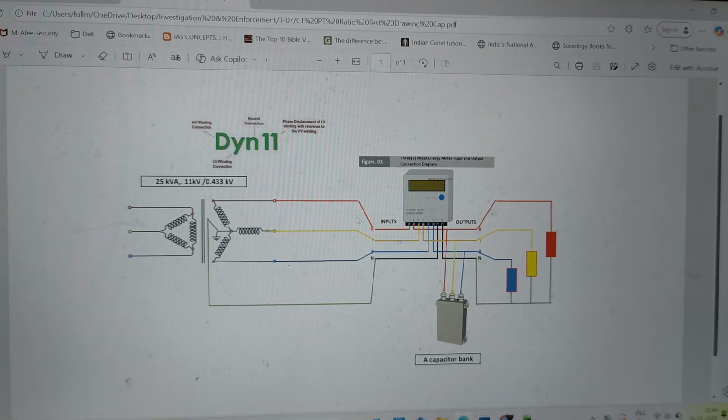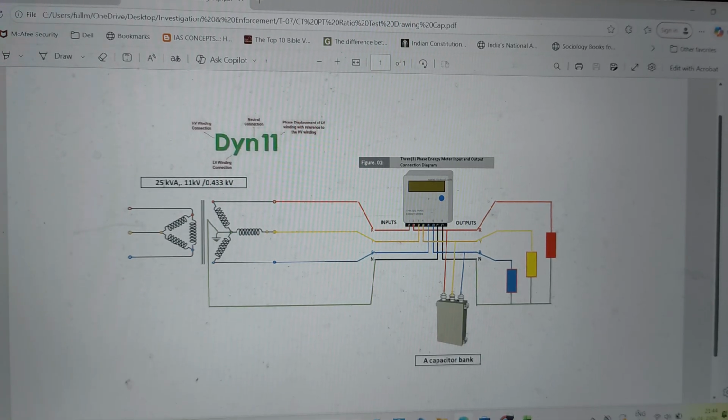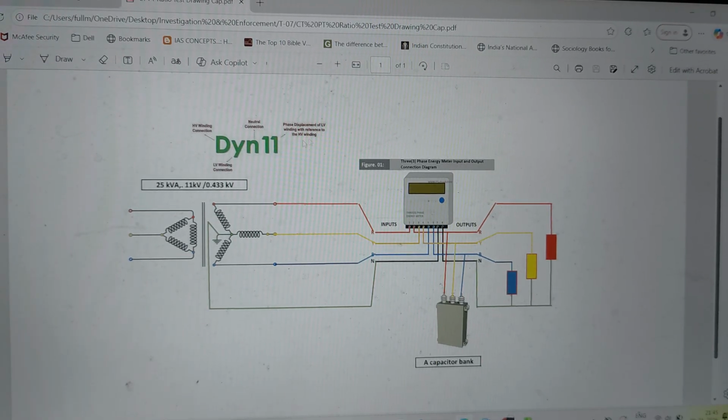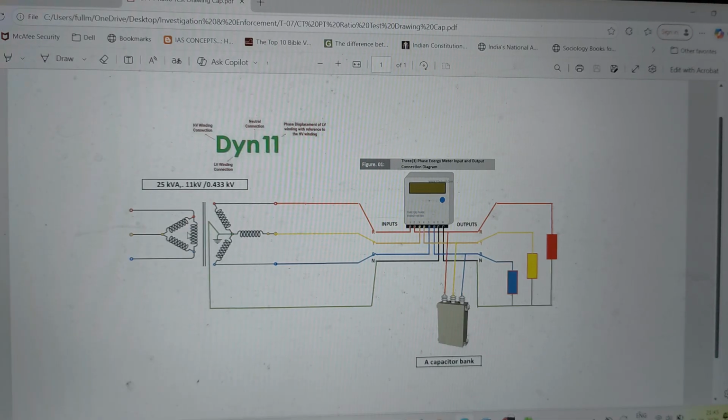Why? I'll tell you that later. So the general arrangement will be like this. Suppose we have this 25 kVA 11 kV by 0.43 transformer, which is a practical thing that we find in rural areas. Most of them have a 25 kVA transformer, and it is not only you who will be taking power from this transformer. You have other consumers also drawing power from the same transformer.